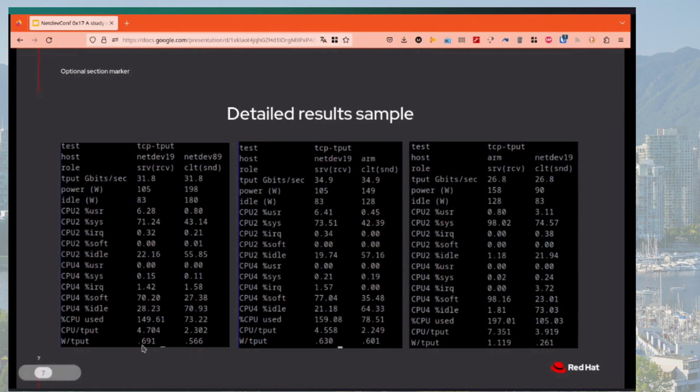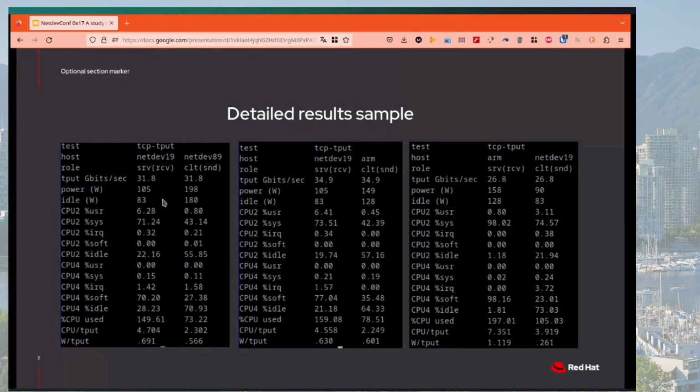Hopefully you folks can see my mouse cursor. In this table, for example, the first one, the column on the left is the host that was receiving traffic, and the right column, the host that was sending traffic. Netdevs, they are the ones with Intel CPUs. And then there's the ARM one here. So in this case, it had 31 gigabits per second.